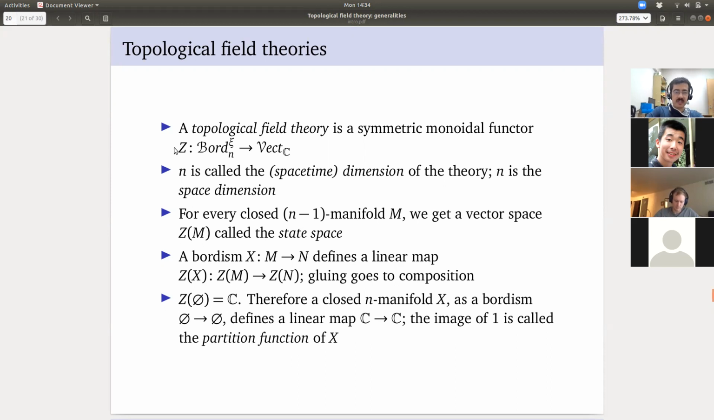So what is this data, the symmetric monoidal functor? What does it buy us? For a closed n-1 manifold with a given structure, in the space dimension, Z assigns a vector space, and this is called the state space.